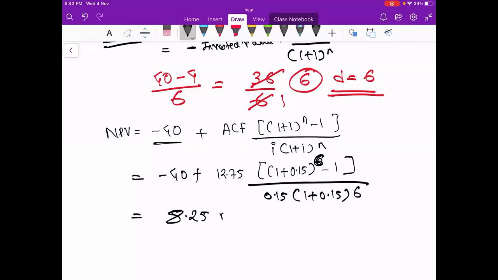Calculate it. Is it right or wrong? 8.25 million. So this is the NPV. So where is this NPV? This is at t equals 6 here.